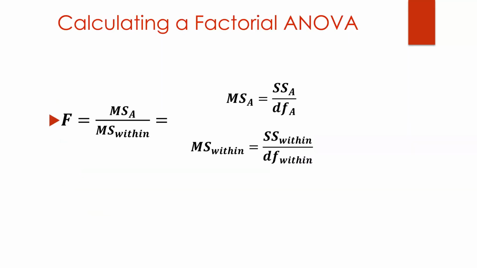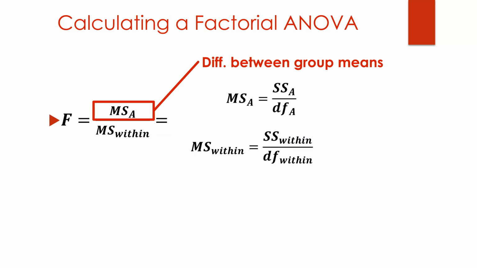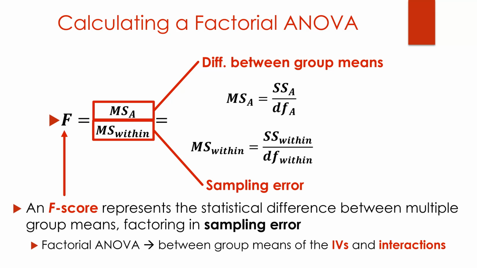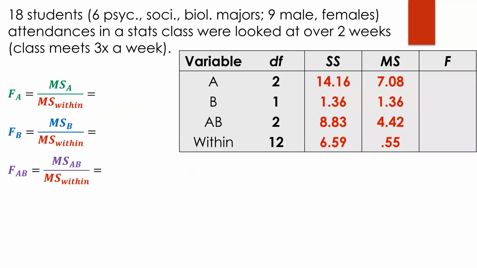So what is our f-score going to represent? Well, as we already determined in the one-way ANOVA, the top is the difference between the group means, the bottom is the sampling error, okay? We have to find that for each variable. So we have to have an f-score, which represents the difference between the group means, while also factoring in sampling error, for each independent variable and for the interaction. If you have 2 IVs, that means 1 interaction. So you're going to have 3 f-scores that you have to calculate in that scenario. You keep adding independent variables on, you're going to get more and more f-scores you have to calculate. So go ahead and pause the video and do these calculations here and find your 3 f-scores.